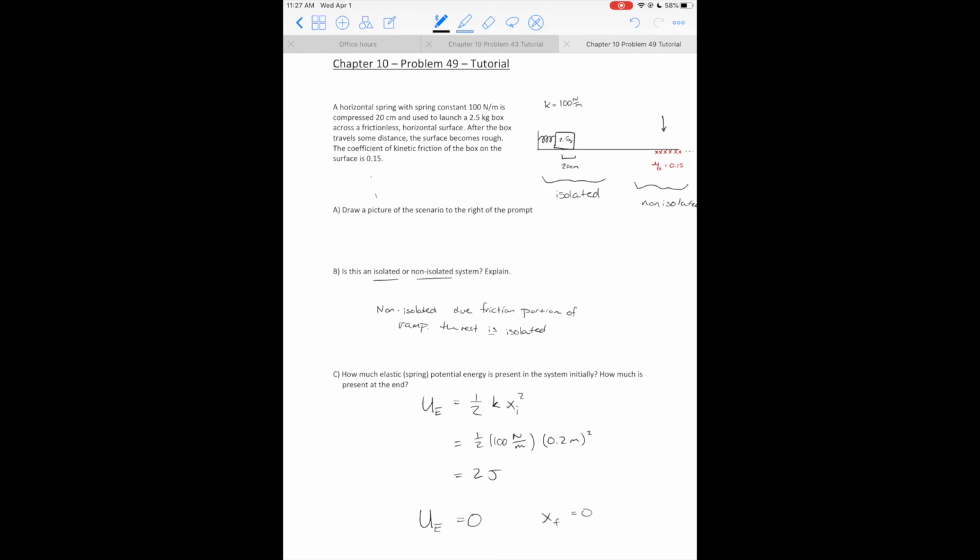The other thing I want to mention here is that our box is not attached to the spring. It's simply held up against the spring initially. So when you actually get to the equilibrium length, the box detaches. It stops being connected to the spring, and so the box is not going to pull the spring or anything like that.